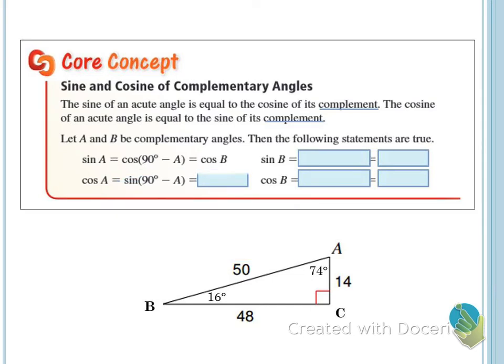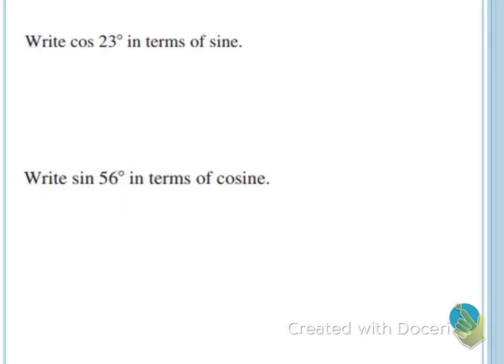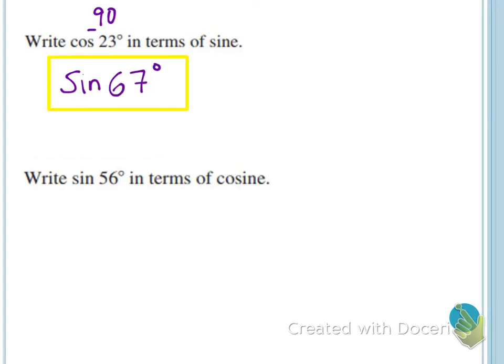So this is the last part of this section. We're going to write cosine of 23 in terms of sine. So we're going to write sine first, S-I-N. And then to figure out what it is, you would do 90 minus 23, which is 67. So that means those two are equal to each other. You can always plug them both in to check that they are equal.